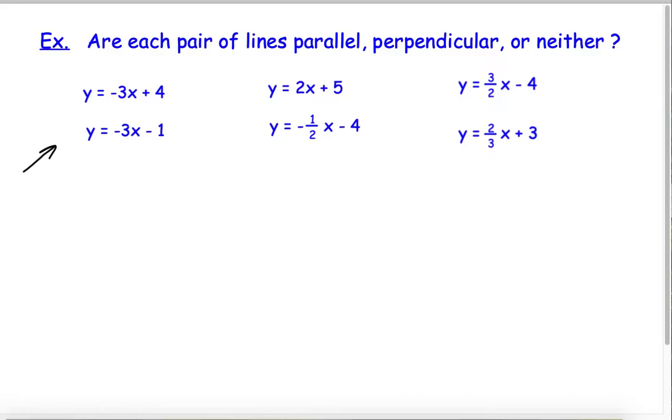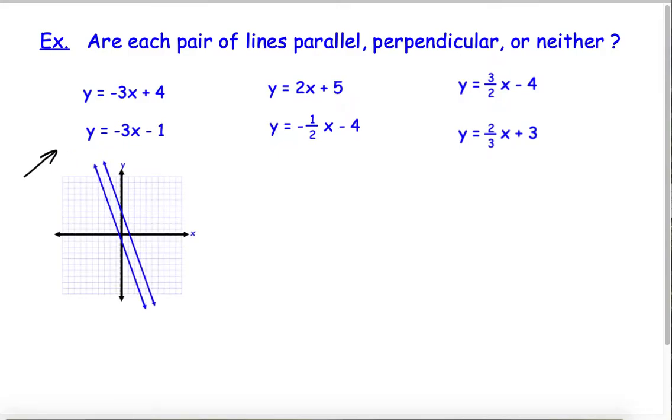Notice what form this is in. This is in slope-intercept form, and the slopes are both -3. Well, if the slopes are the same, we know that they're parallel. And sure enough, if you graphed them, you'd see they're parallel.